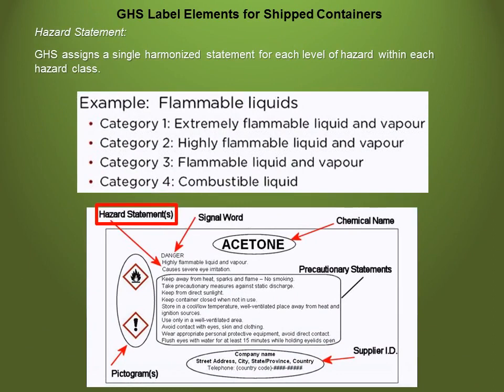Hazard statement. GHS assigns a single, harmonized statement for each level of hazard within each hazard class. For example, a particular flammable liquid may be assigned a Category 1, which means both its liquid and vapor are extremely flammable. A Category 2, highly flammable liquid and vapor. Category 3, flammable liquid and vapor. And a Category 4, it's a combustible liquid.